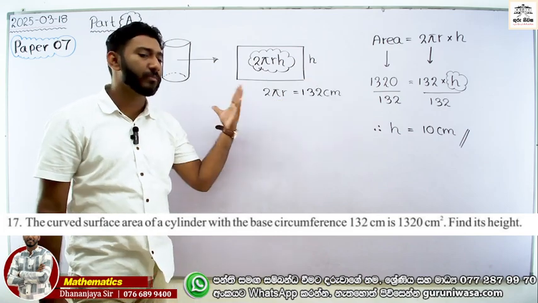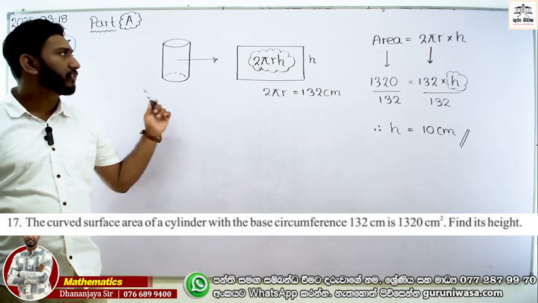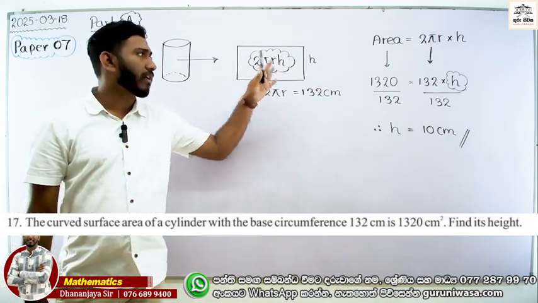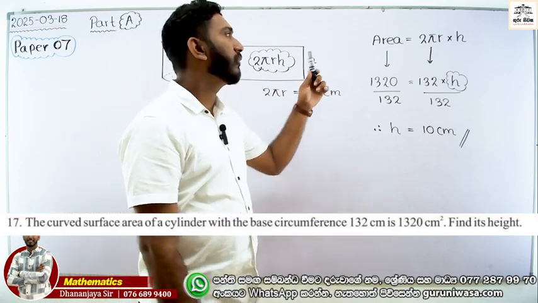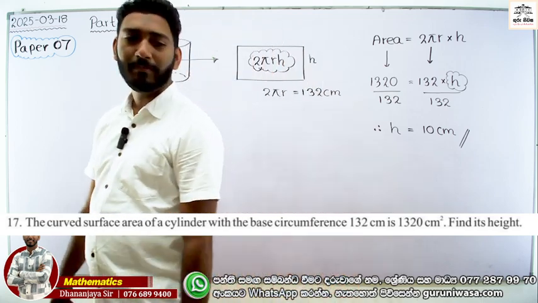And this is a theorem. This is a theorem. This is the cylinder, and this is the curved surface, 2 pi r h, and the area becomes 2 pi r h. That means the circumference and the height. Note down this one.